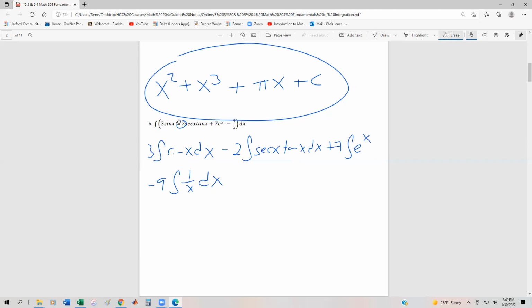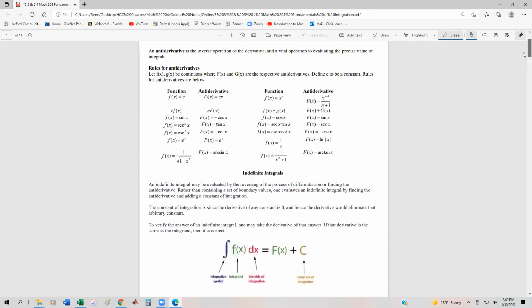Now, I can perform the antiderivative. And again, it's helpful to have this list. We know that the antiderivative of sine is negative cos. Antiderivative of e to the x is e to the x. Antiderivative of 1 over x is natural log of the absolute value of x. Antiderivative of secant x tangent x is secant x.